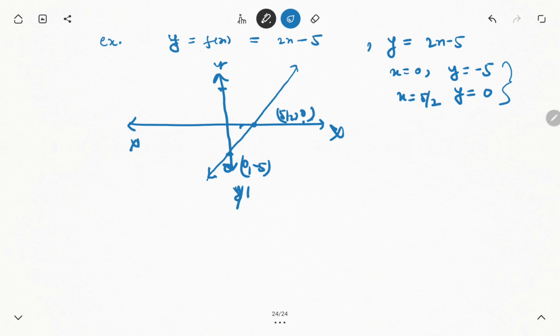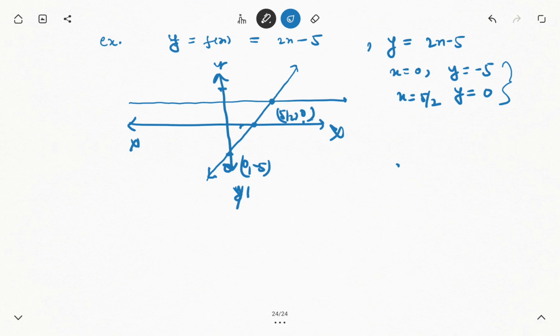To check that this is 1-1, draw a line which is parallel to the x-axis. If it intersects the graph of the function at one point, only one point, then it is a 1-1 function. If the parallel line intersects at 2 points, 3 points, 4 points, 5 points, n number of points, then it is not 1-1.